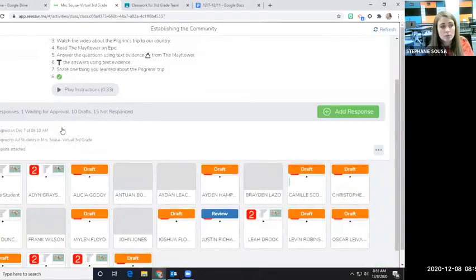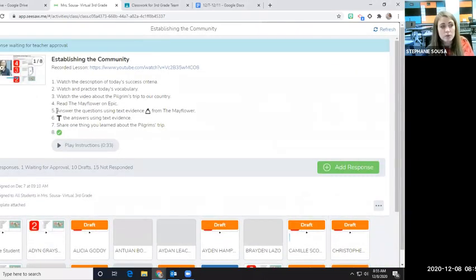Your directions asked you to answer the questions using evidence that you highlighted from the Mayflower. Yesterday, I only had 1 kiddo highlight evidence. I had to send it back to everybody else. You are also asked to type the answers using text evidence. And as you know from our Attack the Question unit, every answer in 3rd grade that you type about a text should be in complete sentences. And I only had 3 kids type in complete sentences yesterday.